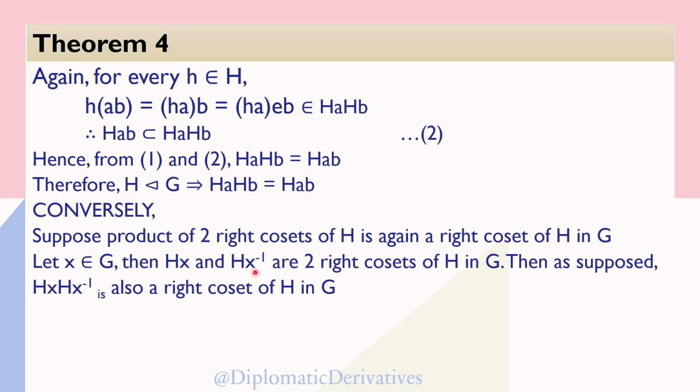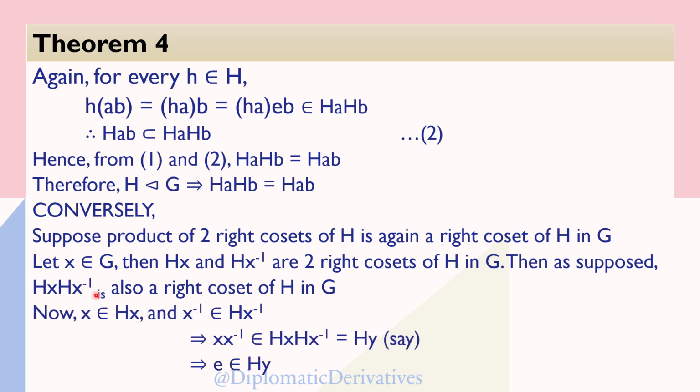So since X inverse is also an element of G, the coset formed with it will be a right coset, right? So HX and HX inverse are two right cosets. According to what we supposed, the product of two right cosets is also a right coset. Therefore, the product of HX and HX inverse will also be a right coset, right? Now, what is inside HX?